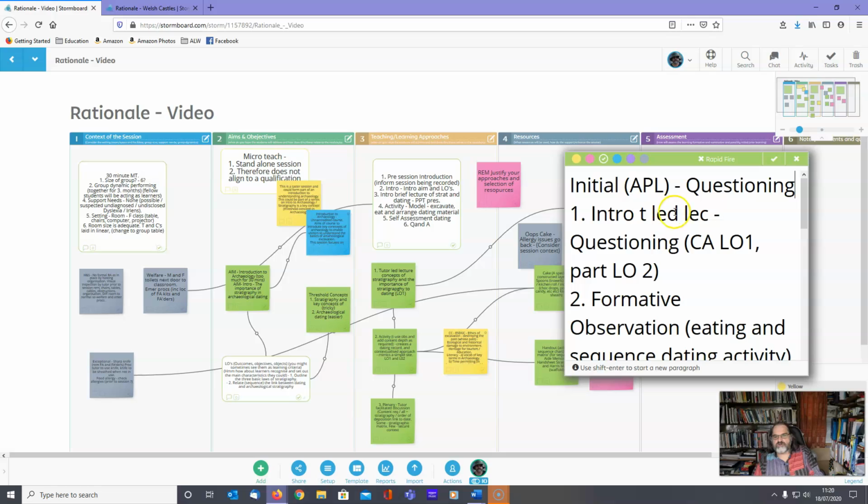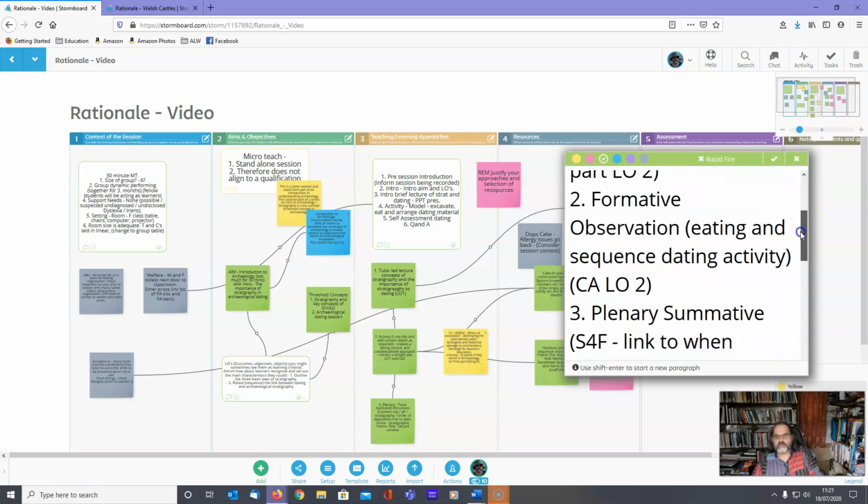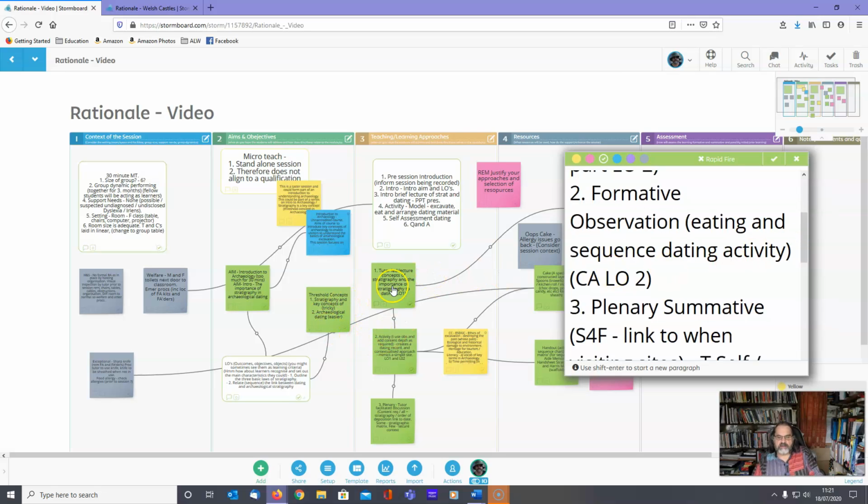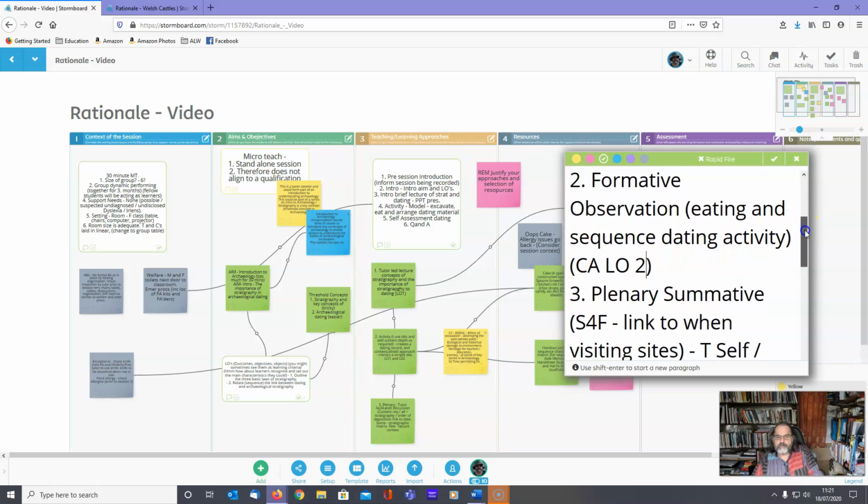For the intro tutor-led lecture, I'm going to use questioning, and it's primarily constructively aligned to learning outcome 1, partly to learning outcome 2. For number 2, the activity, I'm going to use a formative observation technique, which will be the eating and sequence dating activity, watching it, and then stepping in as required. We're also going to be using informal discussion in the background, but I'll come to that, so I haven't put it in there yet. And that's constructively aligned to learning outcome 2.